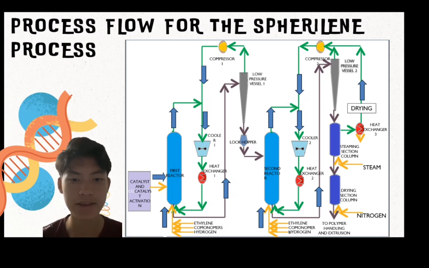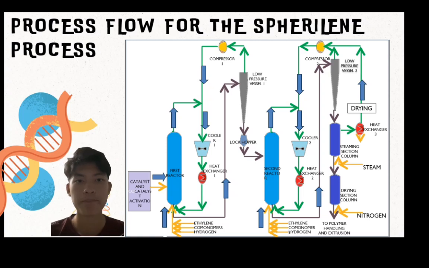This process is being cooled in cooler 1, going to heat exchanger 1 to remove excess heat. This helps keep reaction conditions stable and achieve consistent polymer quality. Before going to the lock hopper, the unreacted ethylene and comonomers are being recycled back to compressor 1, then go to the cooler and heat exchanger to cool down, then back to the first reactor.